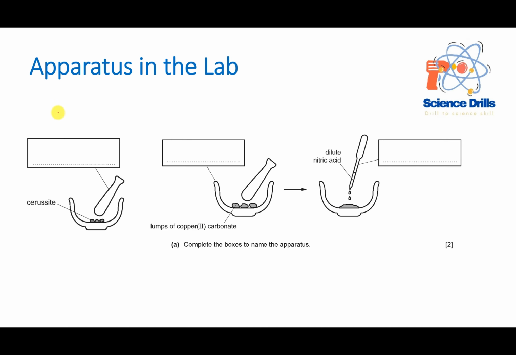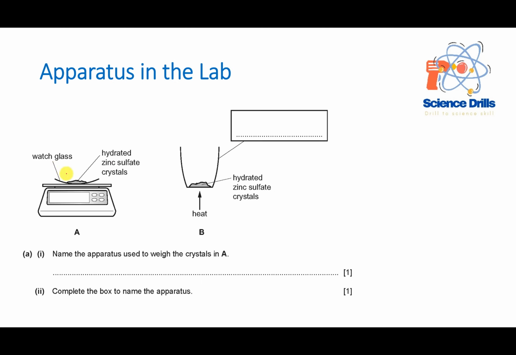Here is an example from paper 6. Here you have to label: this is the pestle, and this is the mortar, and this is a dropper. And here is a question from paper 6: name the apparatus that weighs crystals. So we know this is the balance. And on the other side, this is the crucible.